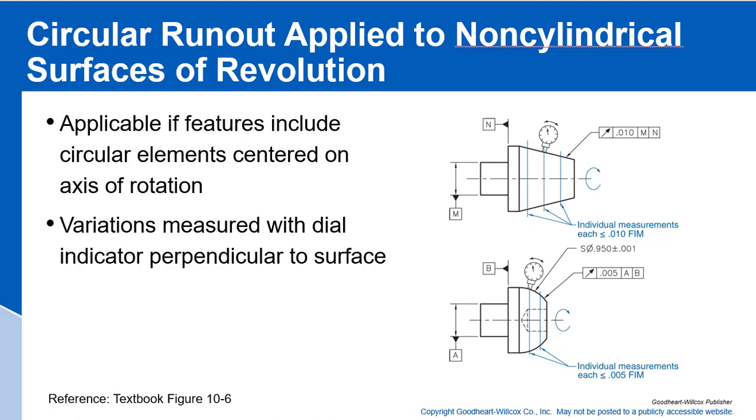So again, we are going to take this dial indicator, and at each one of these circular elements we are going to spin the part around and get full indicator movement. And then after we get all the individual measurements, the actual reading is the maximum full indicator movement.